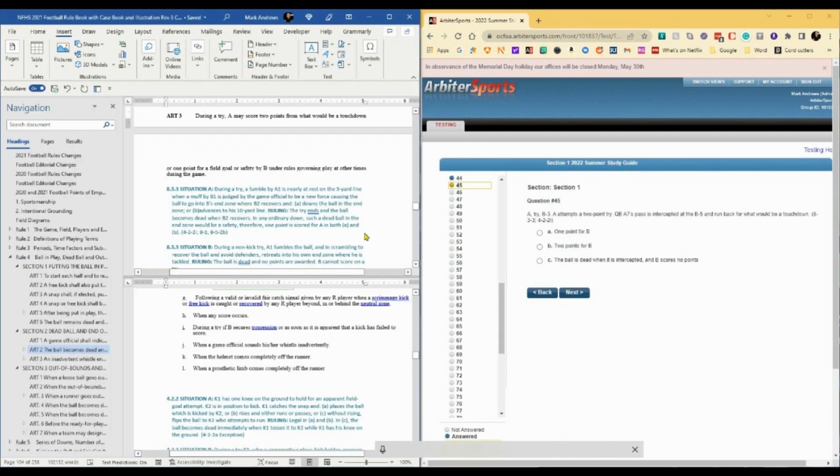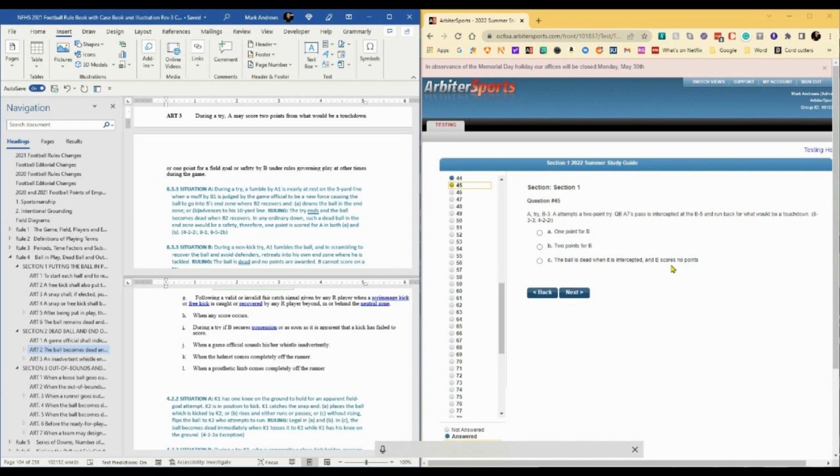Okay, question 45. A, try, extra point, right? From the B3, A attempts a 2-point try. Quarterback A7's pass is intercepted at the B5 and run back for what would be a touchdown. Is this 1 point for B? Is this 2 points for B? Or is the ball dead when it's intercepted?